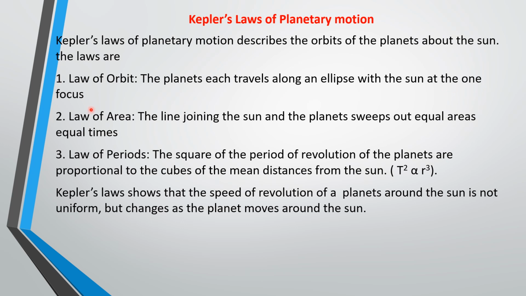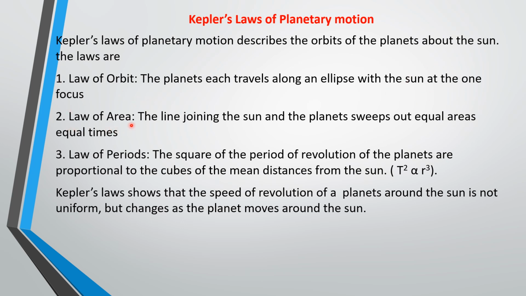at one focus. Okay, so just as we said, the sun is the center of the revolution of the planets. Being the center, it is also called the foci or the focus. So this is the first law, the law of orbit. The Earth travels along an ellipse with the sun as the focus.